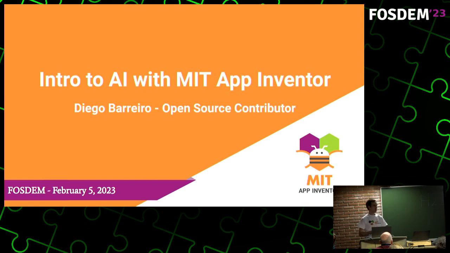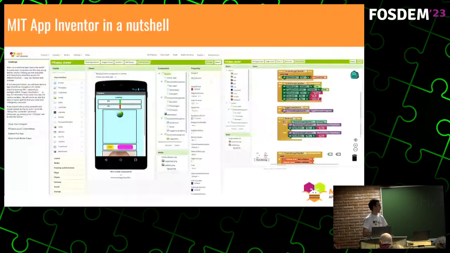I started coding with App Inventor when I was 14 years old. It was 2013 at that time, and I basically wanted to build an app. I didn't know anything about coding, and a high school teacher showed me this amazing platform. So I spent the next couple of years building apps with App Inventor, and eventually I switched to Java coding, and I was able to contribute to the project later on, as I'm doing right now.